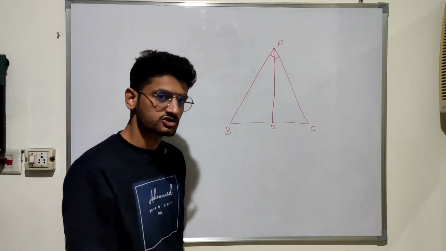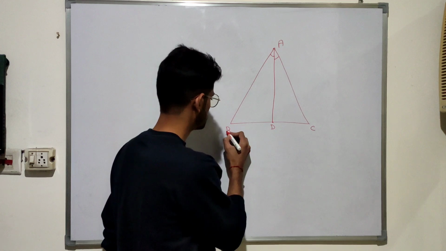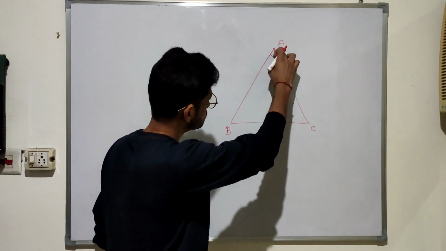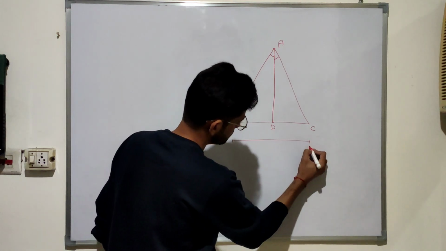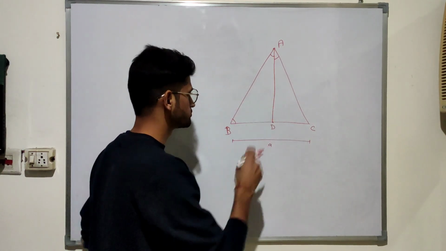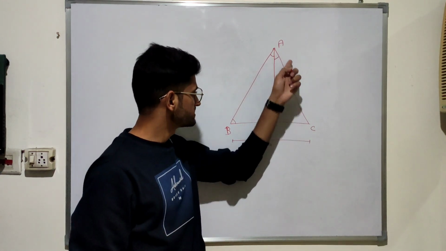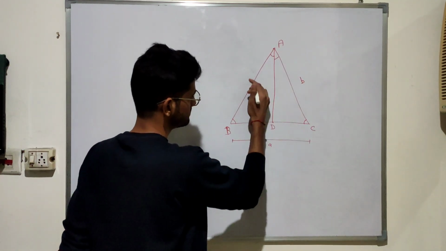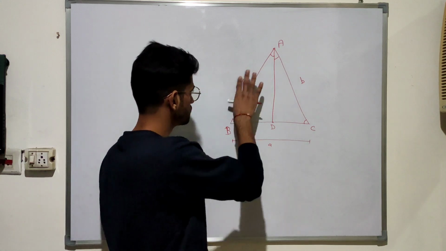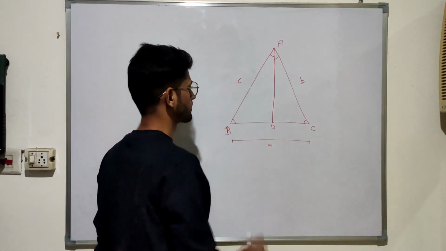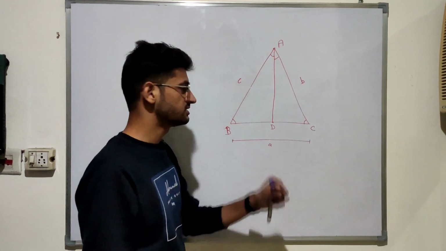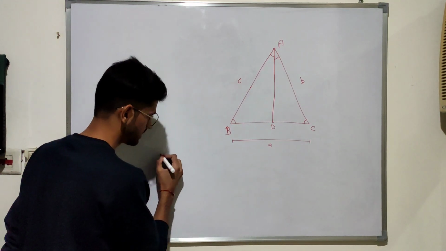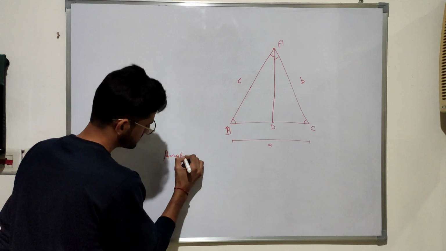Now, what does the angle bisector theorem state? As we all know, in a triangle, by convention we use a for the side length opposite to angle A, b for the side length opposite to angle B, that is AC, and c for the side length opposite to angle C. So we have a unit, b unit and c unit as side lengths. So here I am writing the angle bisector theorem.